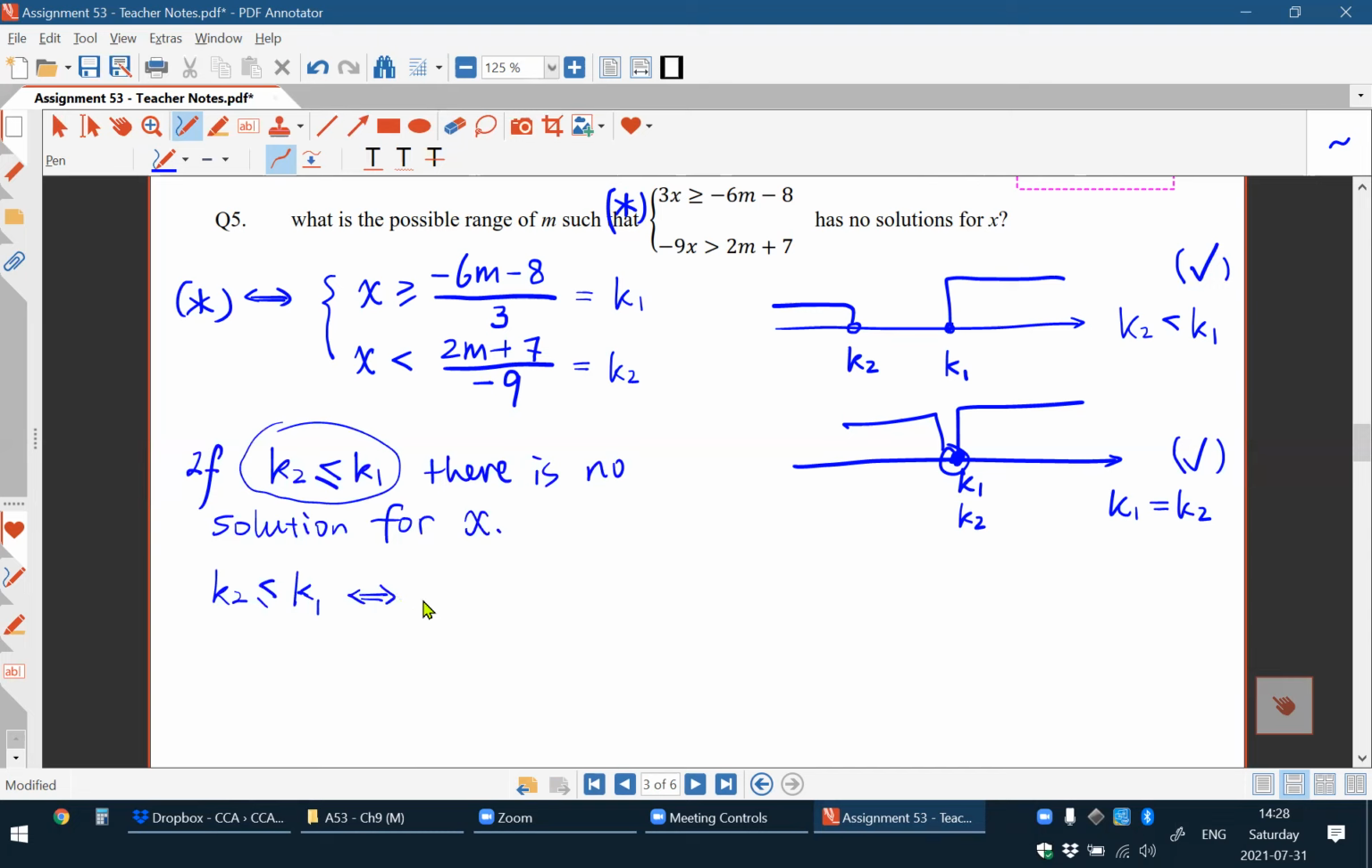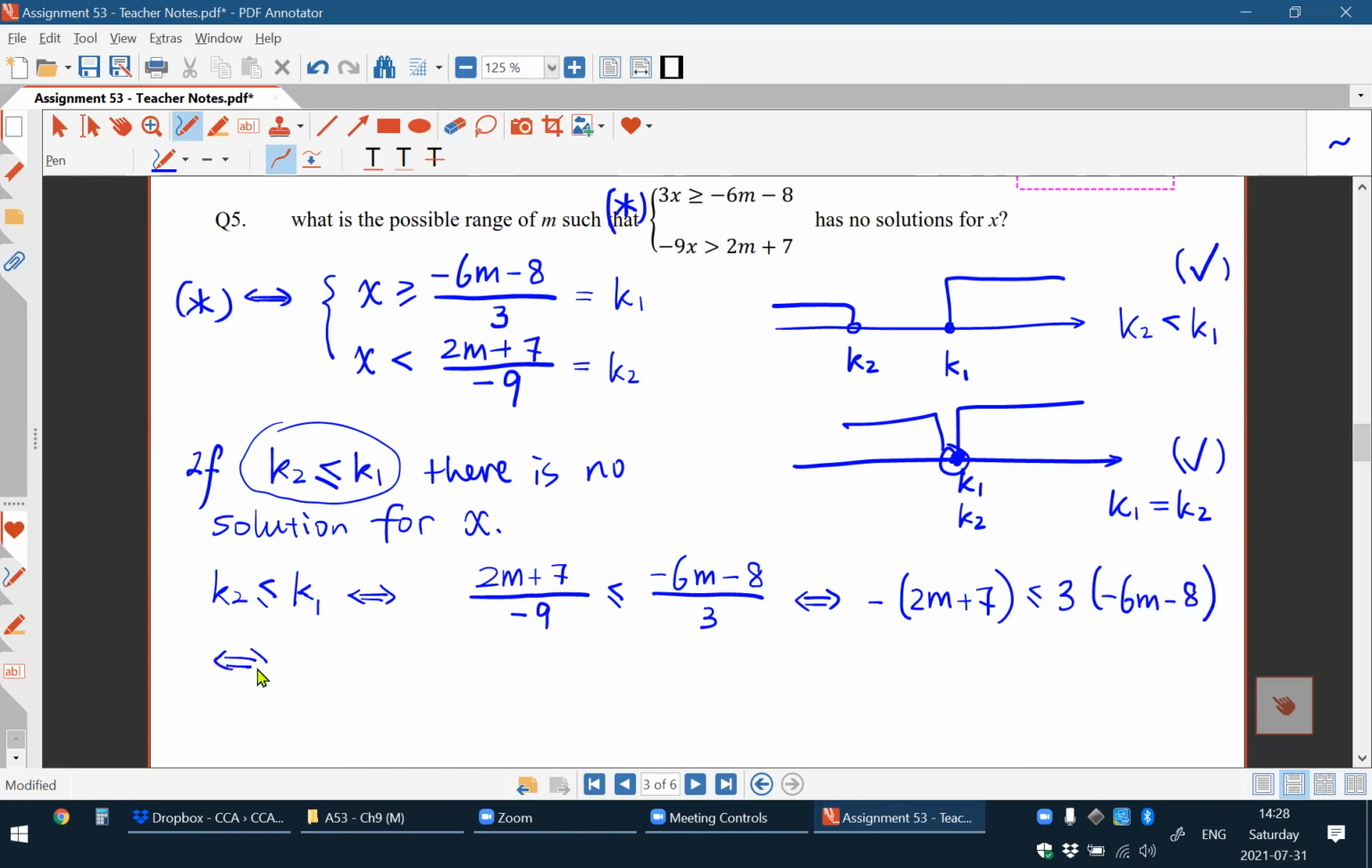is actually equivalent to (2m plus 7) over minus 9 less than or equal to K1. K1 is (minus 6m minus 8) over 3, right? And this is equivalent to, let's multiply both sides by positive 9. Positive 9 is a positive number, so we don't change the direction of the inequality symbol. Left-hand side is minus 2m minus 7. Right-hand side, 3 times (minus 6m minus 8). This is equivalent to minus 2m minus 7 less than or equal to minus 18m minus 24, right?